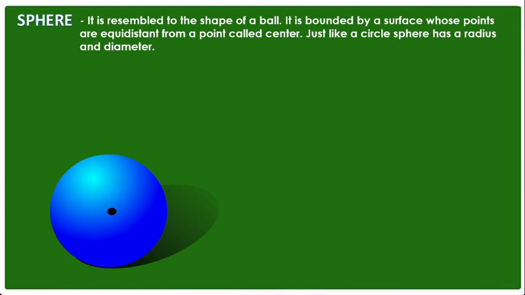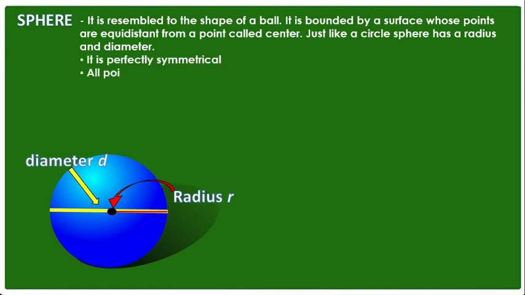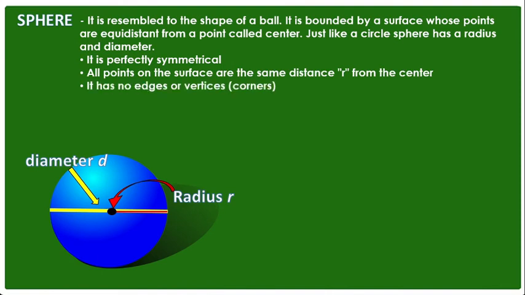going to the side, let's assume that this picture is a circle, because it is like a circle having a radius. So this will be the radius, and then the full length is the diameter. It is perfectly symmetrical. All points on the surface are the same distance from the center. It has no edges or vertices, so remember that one. It has no edges or vertices or corners.